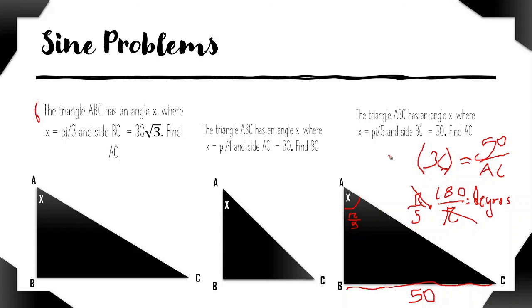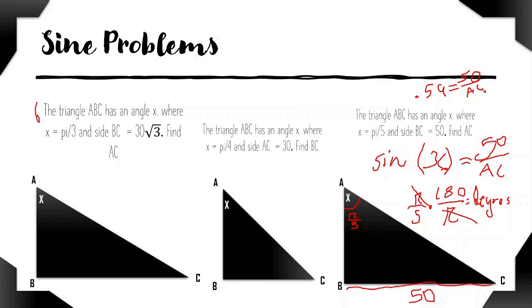So we can go here and we can do sine of 36. So what is the sine of 36? Sine of 36 is equal to 0.5877, etc. So we can round that up to 0.59. So we can go right over here, just write 0.59 is equal to 50 divided by AC.